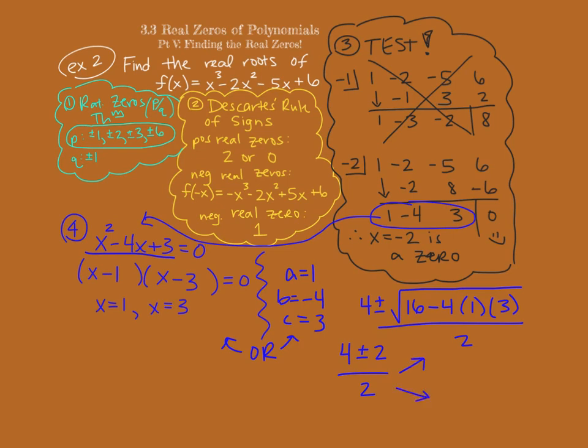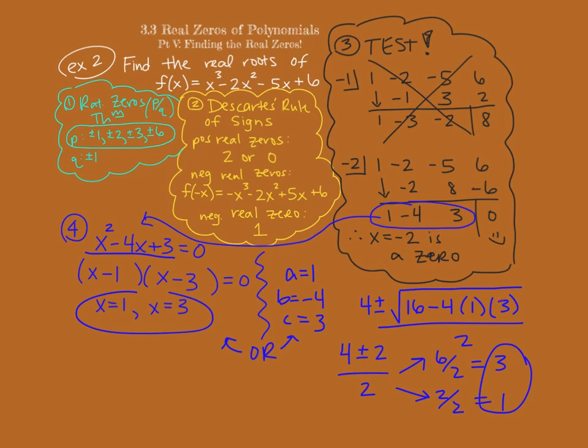Then our plus gives us 4 plus 2, which is 6 over 2, so that gives us 3. Our 4 minus 2 is 2, and 2 over 2 is 1. So it gives us the other two answers of 1 and 3 either way. So it's completely up to you. If it's factorable, feel free to factor. And if it's not factorable, or even if it is, the quadratic formula never fails.